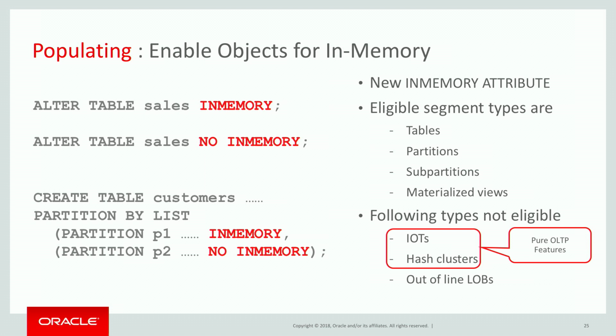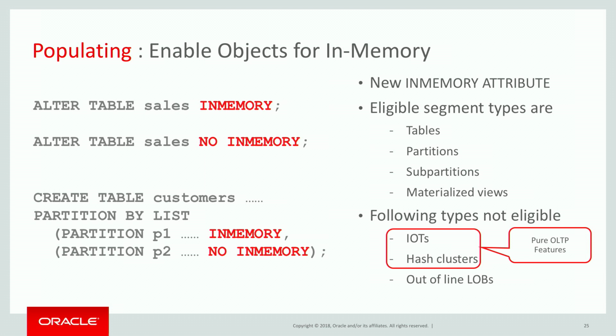I said earlier: tables, partitions, subpartitions, and materialized views. We don't support IOTs or hash clusters. We're working on the IOTs, but they're really OLTP-type structures, so that was not a priority, and hash clusters I don't think we'll ever do. Out-of-line LOBs, we don't populate in the column store. Inline LOBs, we do, and that comes into play especially when we talk JSON data.